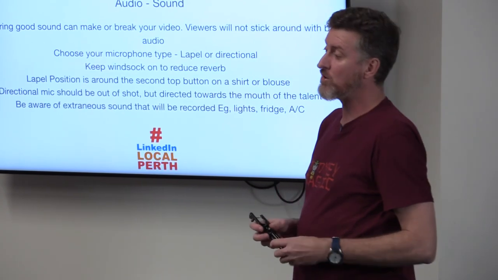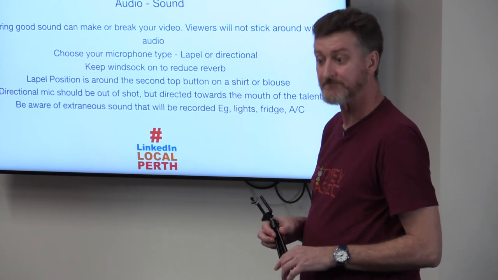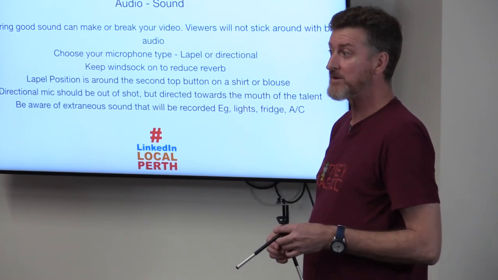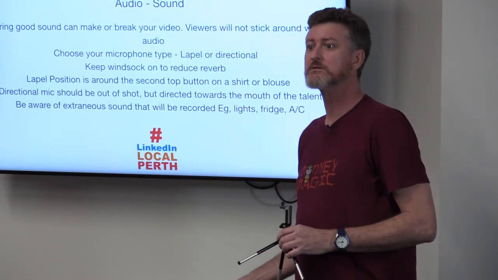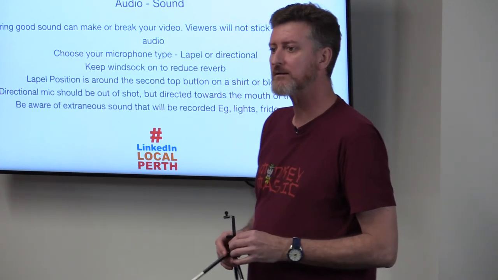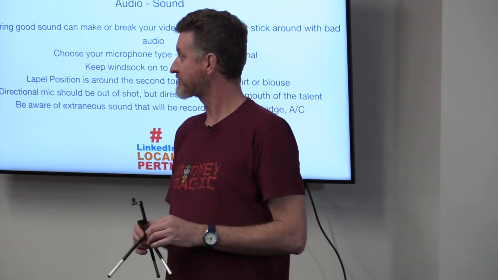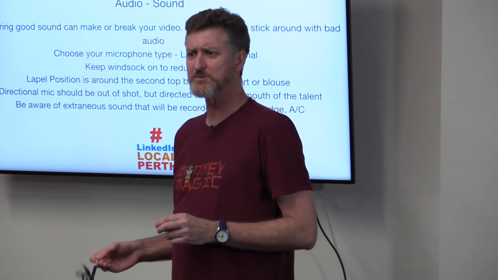Where would you get them from? Online, or I bought mine from that electrical shop, JB Hi-Fi. There's also Camera Electronics. JB Hi-Fi, $80. Cosmic Sound will sell them too. They'll give anyone a discount if you ask, up to 20%, probably. I think it's on Selby Street.